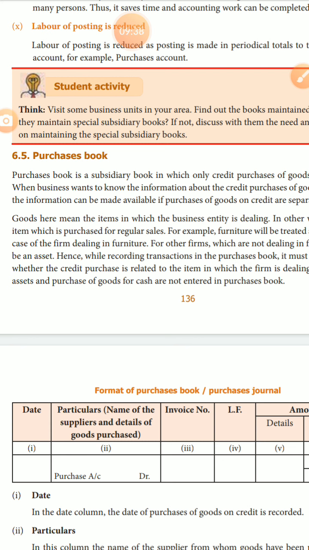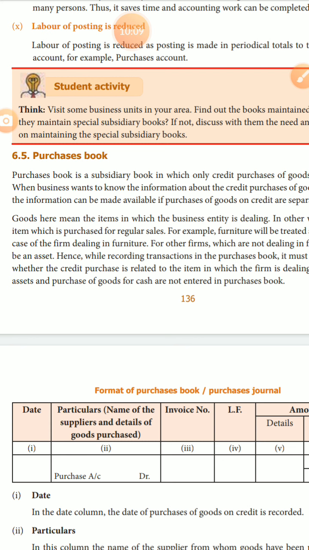Next, goods means the items in which the business entity is dealing. In other words, the items which are purchased for regular sale. For example, furniture will be treated as goods in the case of a firm dealing in furniture. In other words, for a firm which is not dealing in furniture, it will be an asset.